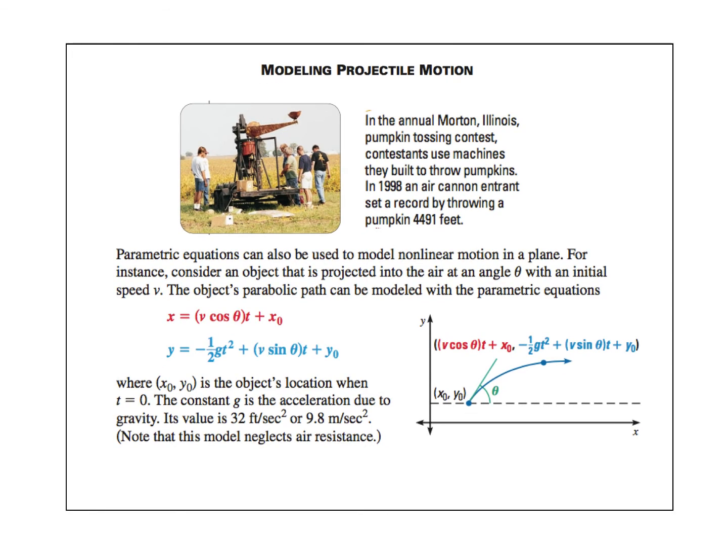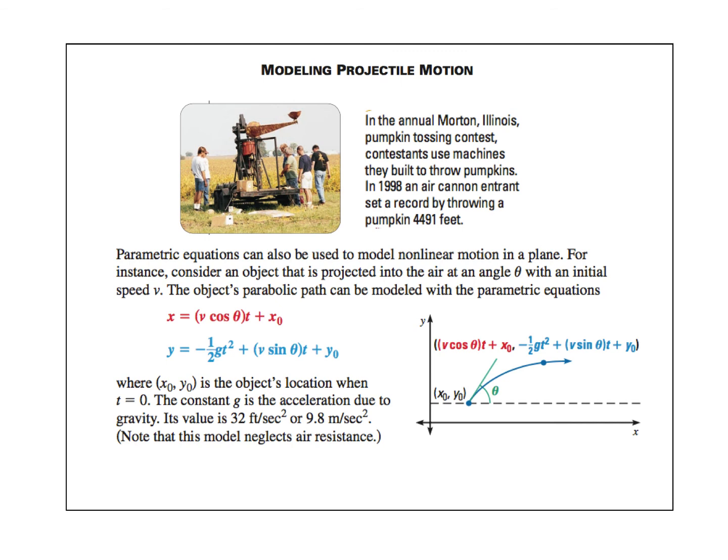All right, we have one more example for today's notes. A little bit of a challenge question, but it lends itself to some real life application. So I guess this is a part of history here, not so long ago. For you it might seem like a long time ago, but not for me. But anyways, in the annual Morton, Illinois pumpkin tossing contest, contestants used machines they built to throw pumpkins. So in 1998, an air cannon entrant set a record by throwing a pumpkin 4,491 feet.